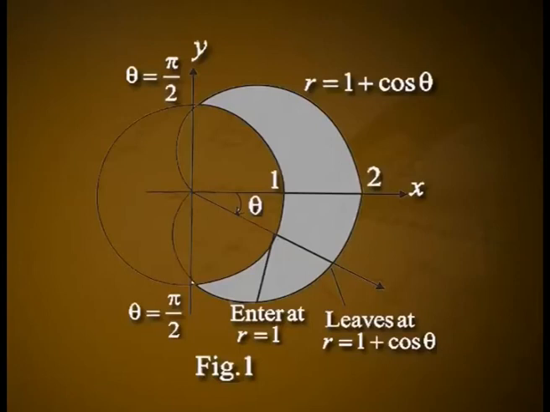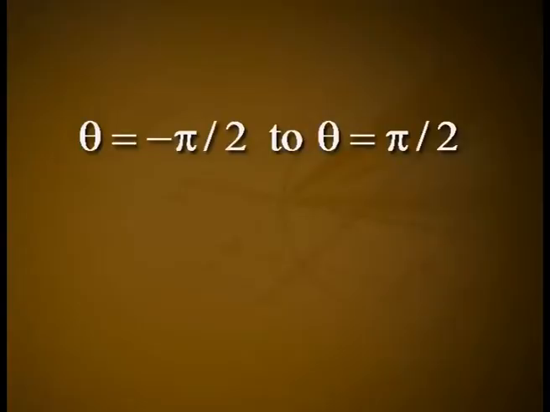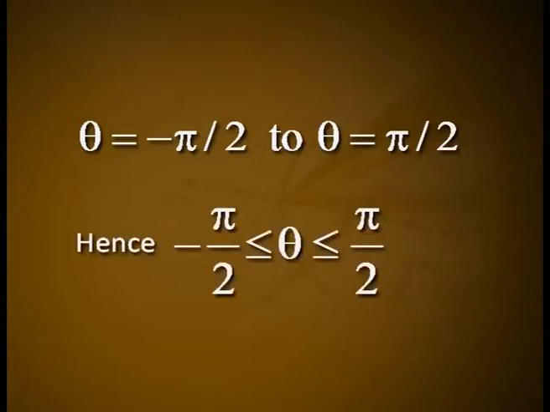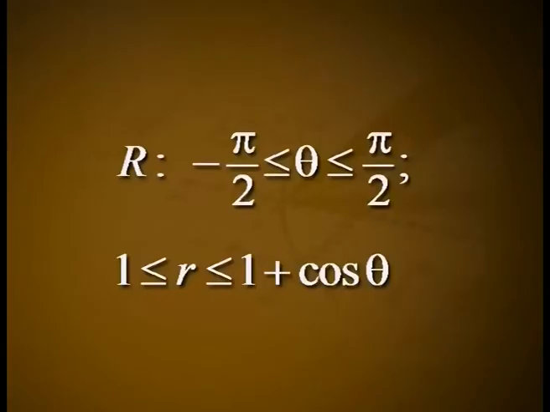We observe that a typical ray from the origin enters the region R where r is equal to 1 and leaves where r is equal to 1 plus cos theta. Hence, 1 less than or equal to r less than or equal to 1 plus cos theta. The rays from the origin that intersect the region R run from theta is equal to minus pi by 2 to theta is equal to pi by 2. Hence, minus pi by 2 less than or equal to theta less than or equal to pi by 2. Thus, the region is minus pi by 2 less than or equal to theta less than or equal to pi by 2, 1 less than or equal to r less than or equal to 1 plus cos theta.